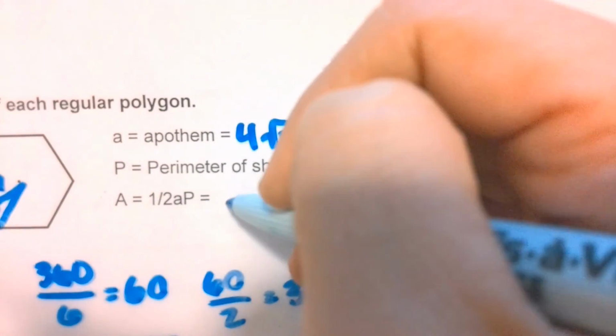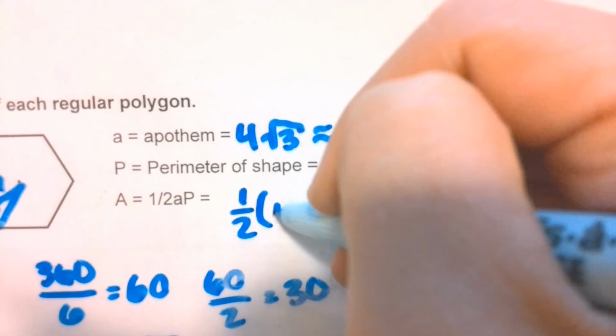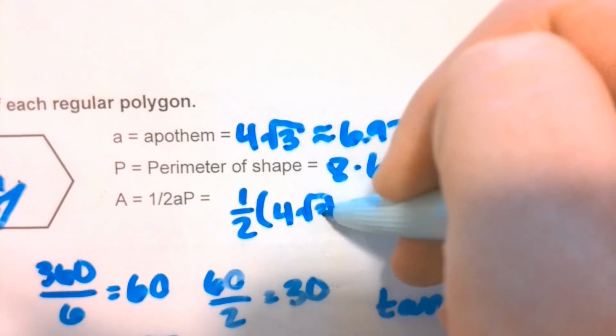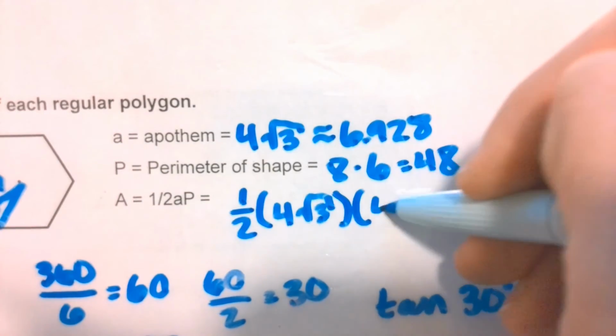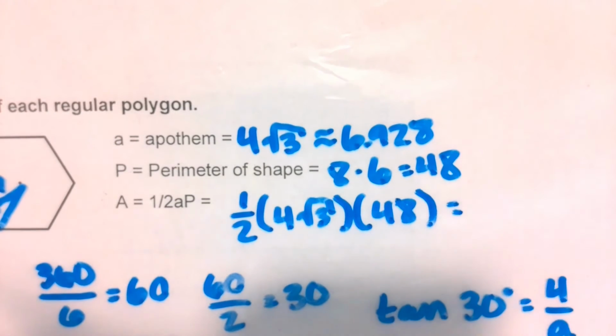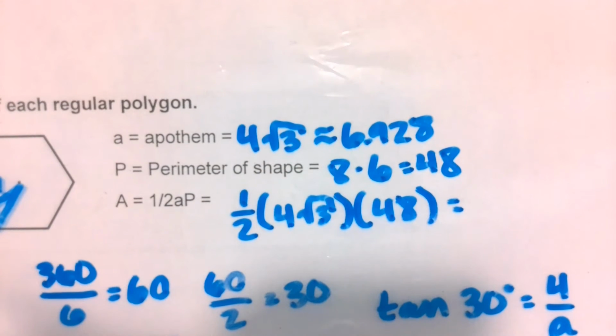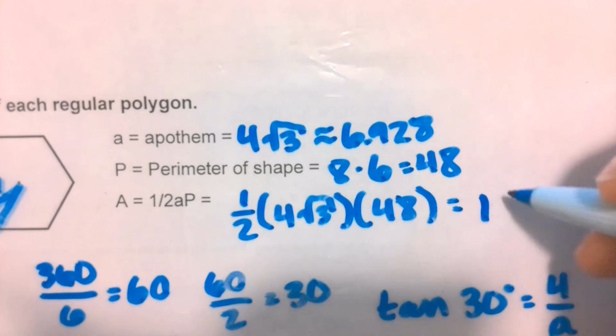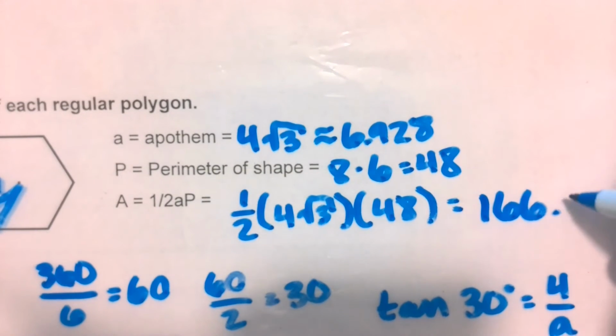And then now using our formula, and then let's go ahead and round to 1 decimal place here. So it shouldn't make a difference whether you're using that decimal approximation or the 4 radical 3. But you should get 166.3, and this was feet.